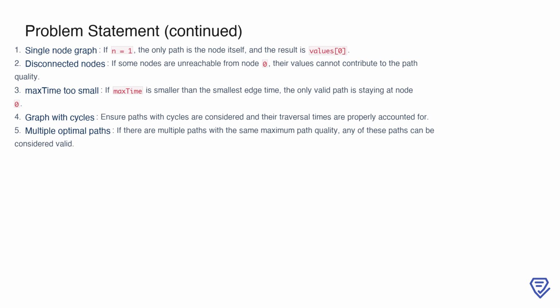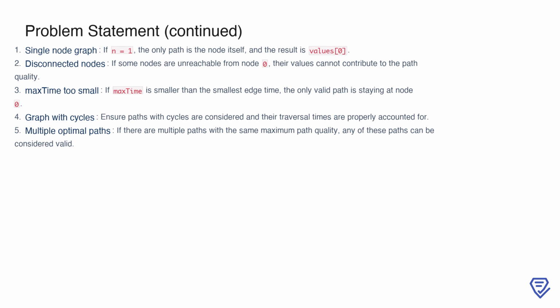Second, if there are disconnected nodes in the graph that are unreachable from node 0, their values cannot contribute to the path quality, as they cannot be visited. Third, if max time is smaller than the smallest edge time, the only valid path is staying at node 0, since no edges can be traversed.